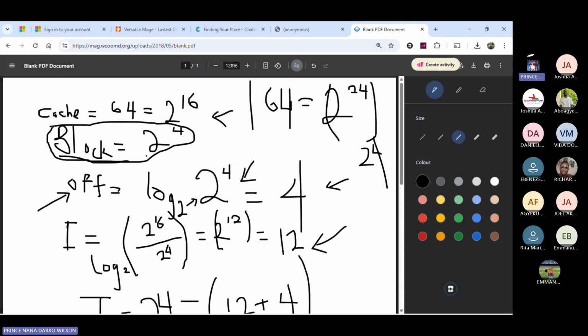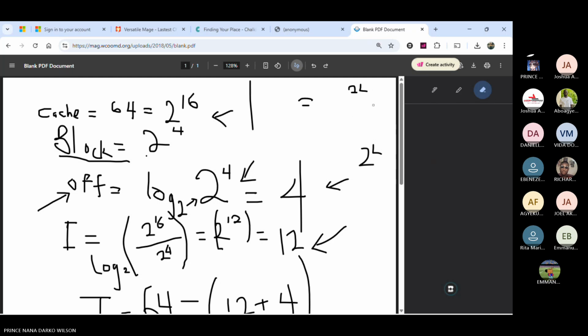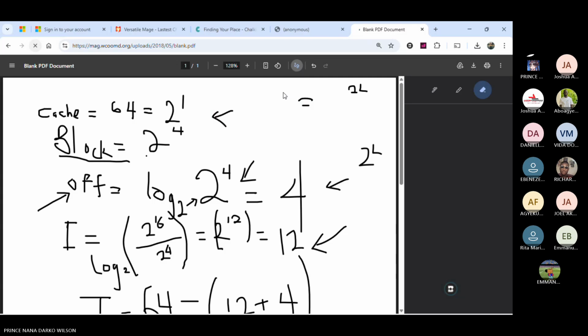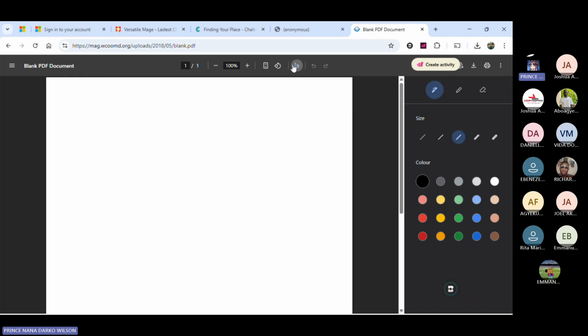Yes, Mr. Ebenezer. Please, can you retake this example with us again so that we get the steps well? So help me with the values again.